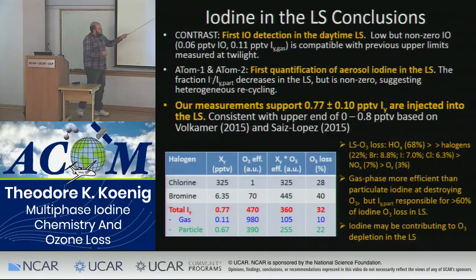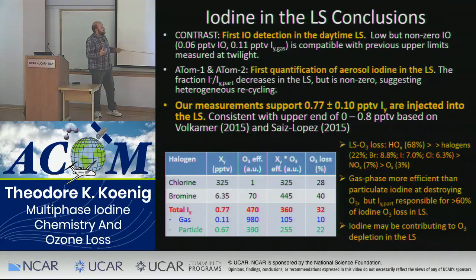So to summarize this part of the talk, we have the first IO detection in the daytime lower stratosphere, and we find that there's about 0.11 ppt Iy gas, a result of about 0.06 ppt IO. From ATOM 1 and ATOM 2, we have the first quantification of aerosol iodine in the LS, and we find that, again, iodide is a decreasing fraction, but it doesn't go entirely away.